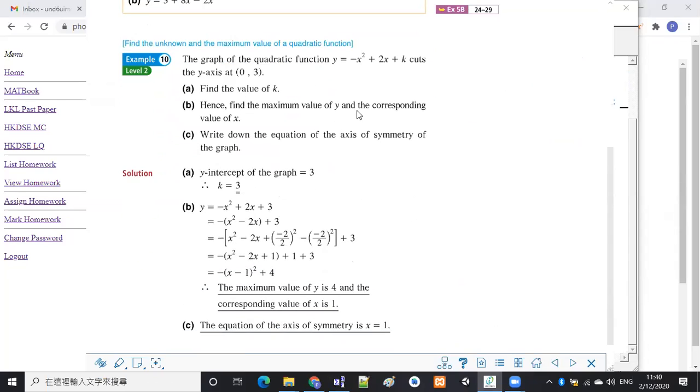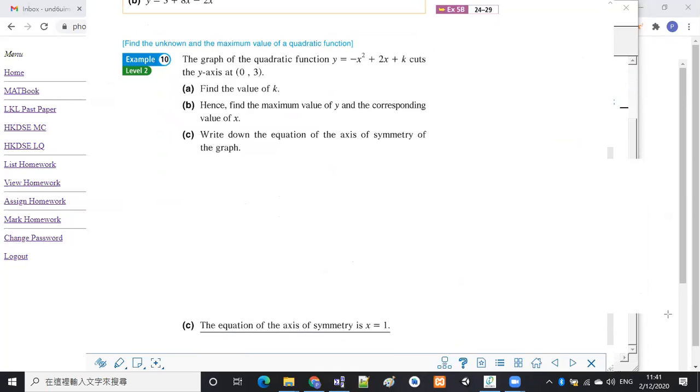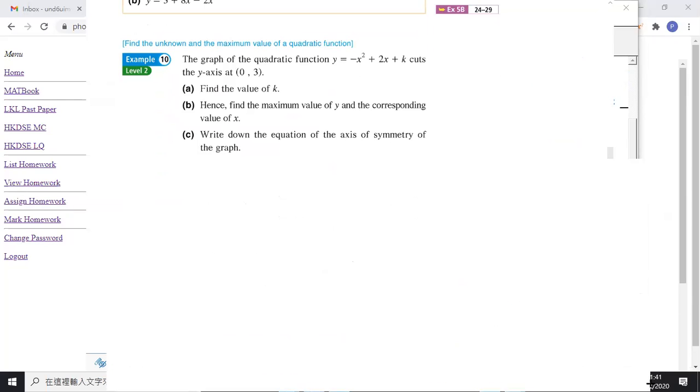Number 10, example number 10. So the graph of the quadratic function y equals negative x squared plus 2x plus k cuts the y-axis at 0 and 3, and then find the value of k.